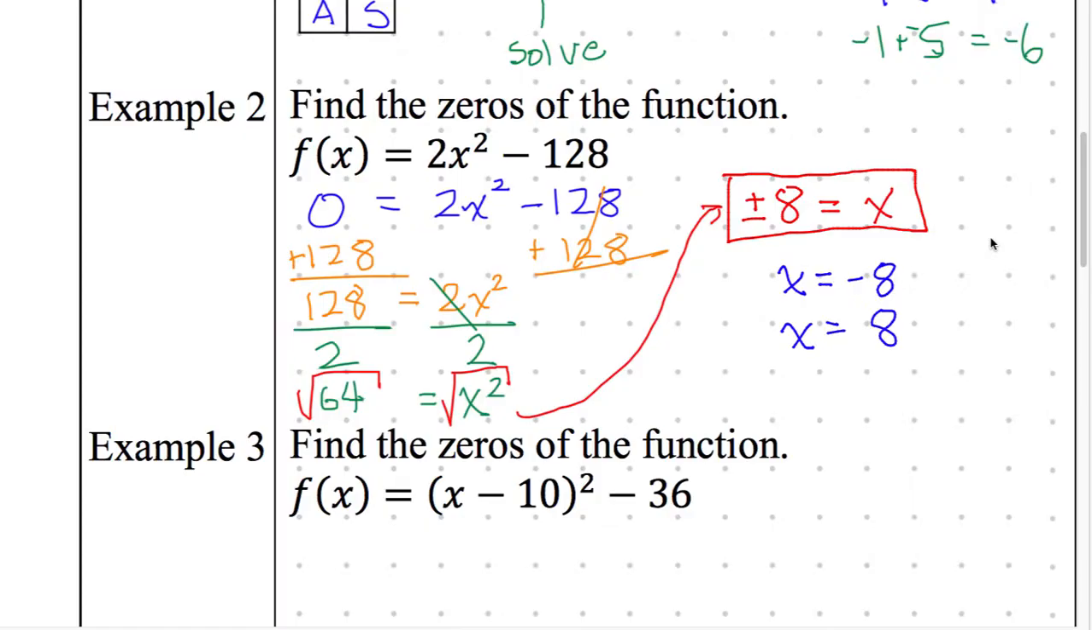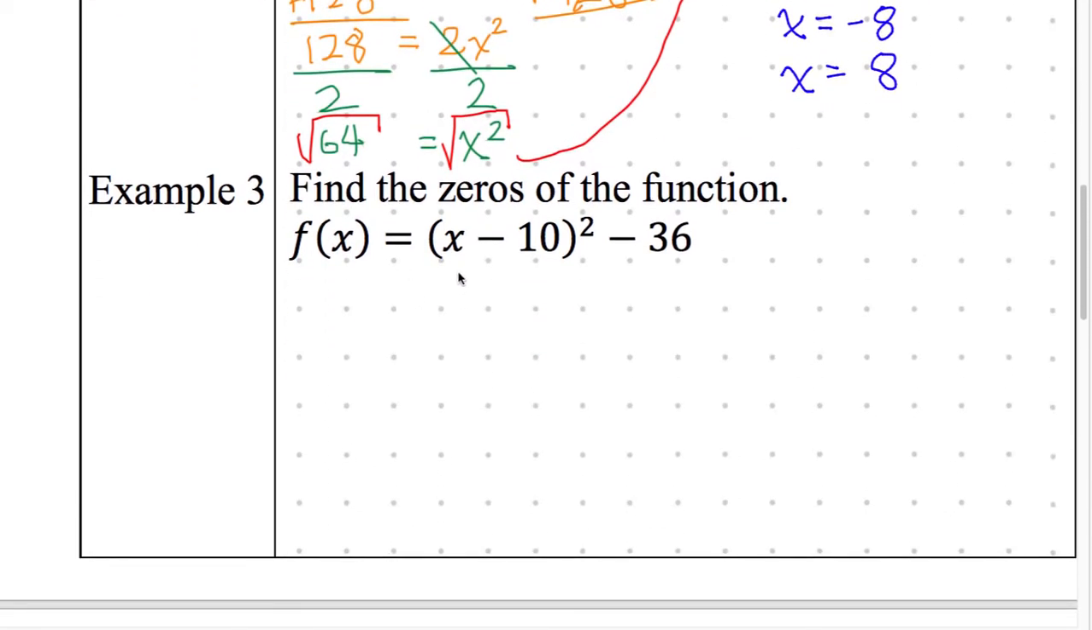All right, give me a fist of 5 on example 2. How well did you follow it? How well did you follow that one? All right. Let's try the other type of example. I see our average score is about 4. Example 3. I need to find the zeros of this function.